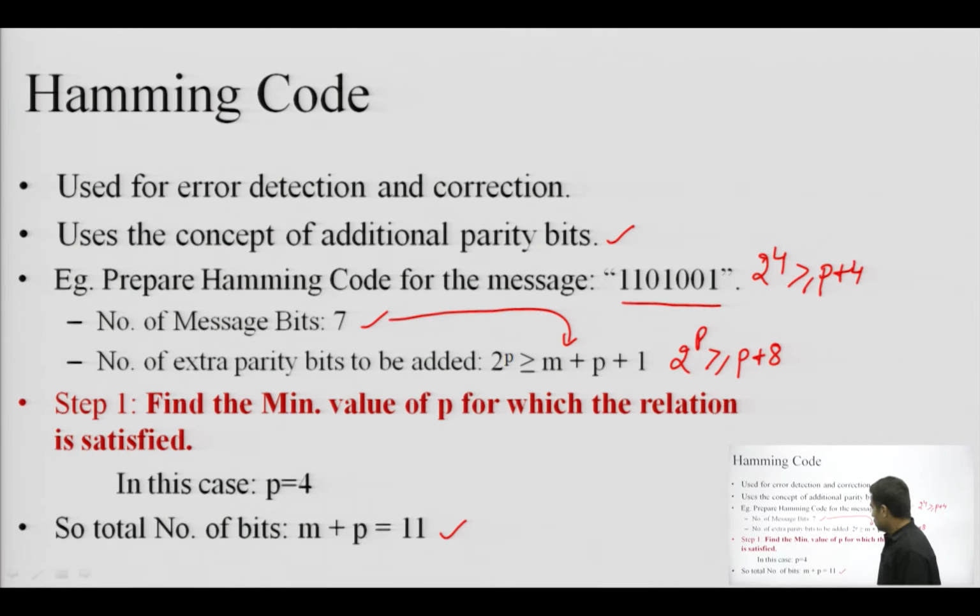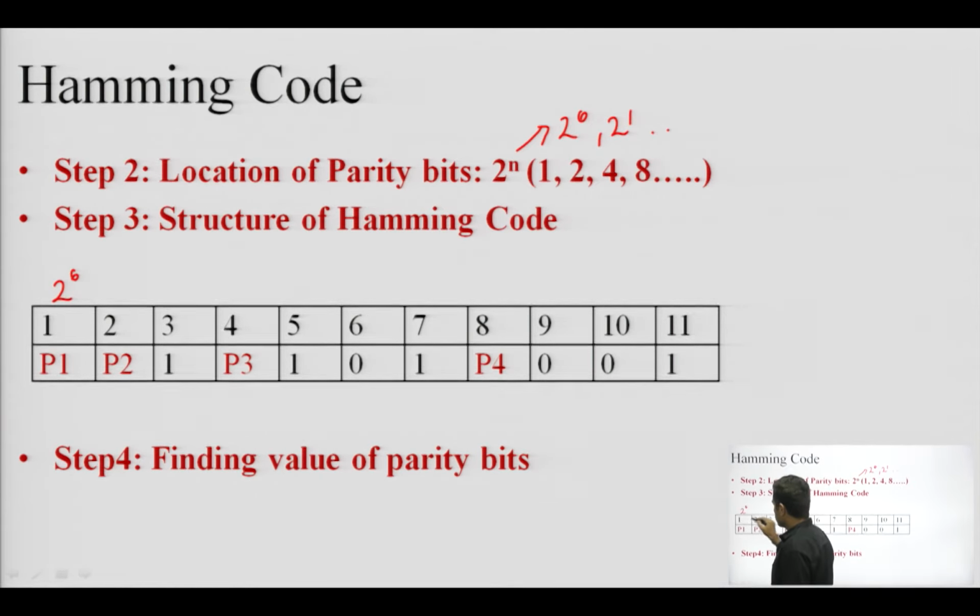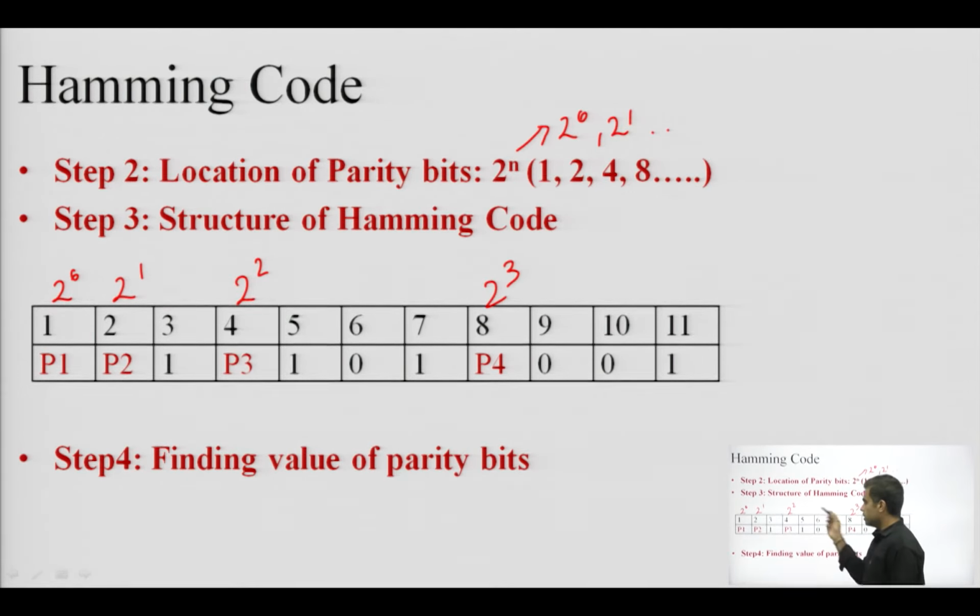Step 2 is finding the location of these parity bits. So, 1, 2, 3, 4, 5, 6, 7 up to 11 I have marked. The 2 raised to power n positions, that means 2 raised to power 0, 2 raised to power 1 and so on, will be the locations of my parity bits. That means 2 raised to power 0 is 1, 2 raised to power 1 is 2, 2 raised to power 2 is 4, 2 raised to power 3 is 8. So, at these 4 locations my parity bits will be added, and this becomes the structure of the Hamming code.